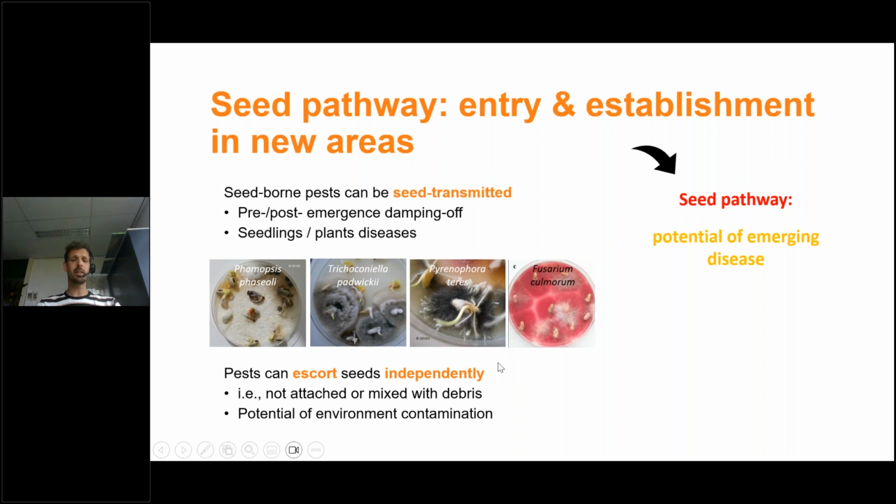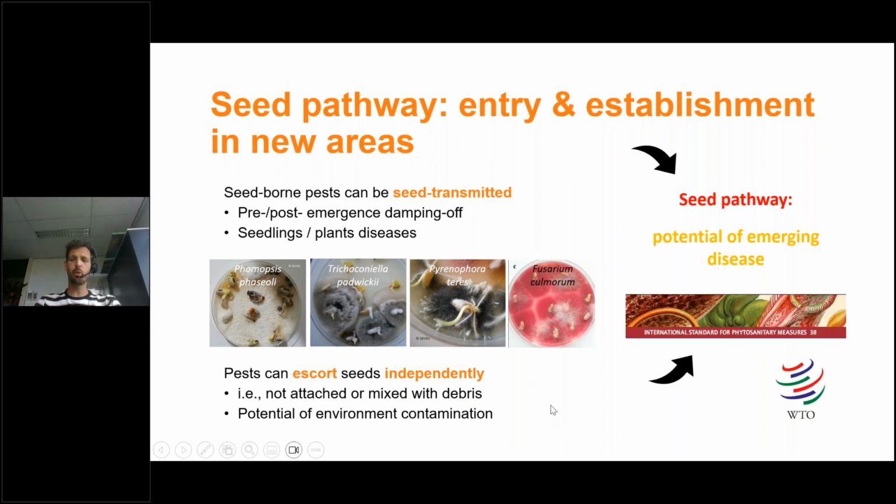But pests can also escort seeds independently, not directly attached to the seeds itself, but mixed with debris. Still, it has a potential to contaminate the environment, and that is a big issue. Therefore, the World Trade Organization came up with an international standard for phytosanitary measures, with all kinds of rules and descriptions on how to treat your seeds in such a manner that the risk that it is spread via trade is minimal. One of the chapters inside this standard is the testing for the pests itself. Treatments are also a chapter in there.